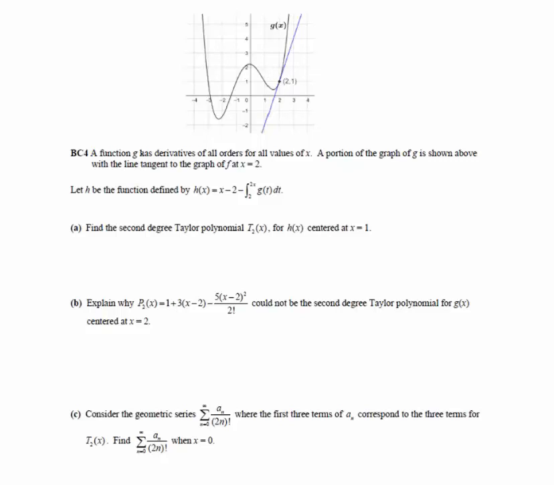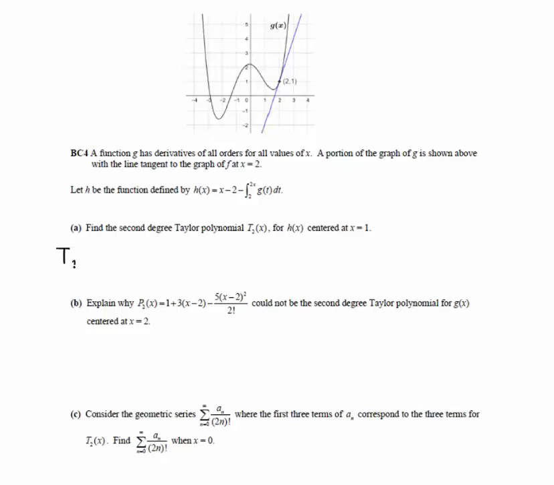Okay. So the function g has derivatives of all orders of the values of f of x, which means I can take the derivative forever. A portion of the graph of g is shown above, and the tangent line to the graph of f at x is equal to 2 is drawn there in blue. Let h be the function defined as h of x is equal to x minus 2 minus the integral from 2 to 2x of g of t dt. Find the second degree Taylor polynomial T2(x) for h of x centered at x is equal to 1.